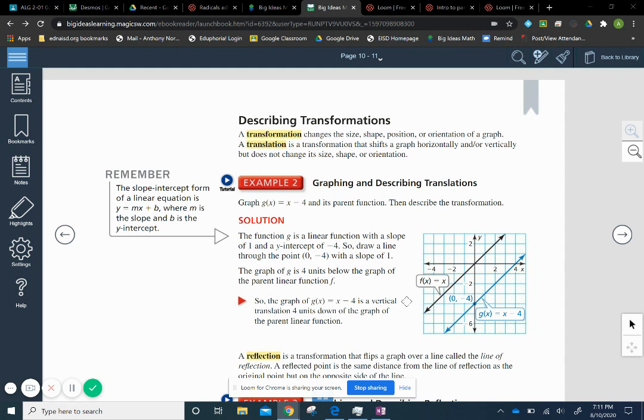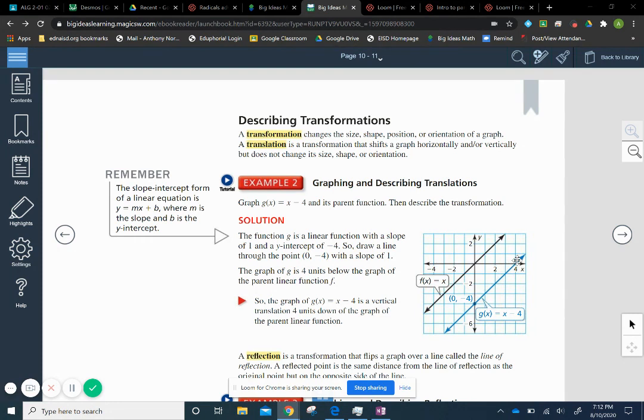And specifically for this video, we're going to be looking at translations. That's a slide that's going to go up and down or left or right. It doesn't change its shape or orientation. So like if it's pointing up, it's always going to point up. For example, for this line, if it has a positive slope, if it's pointing up before the transformation, it's going to point up after the translation.